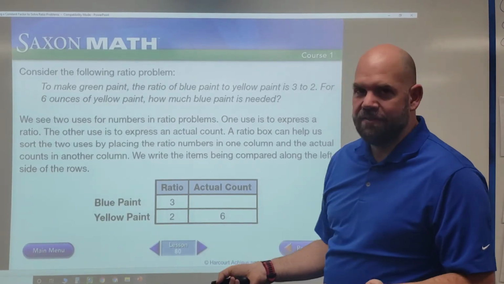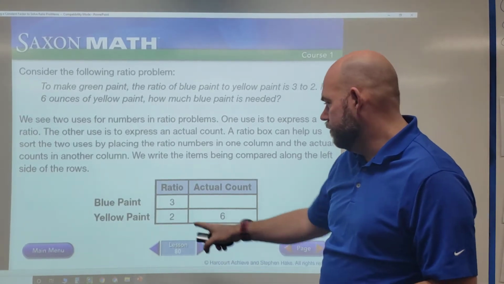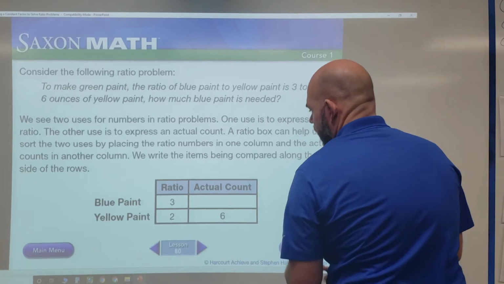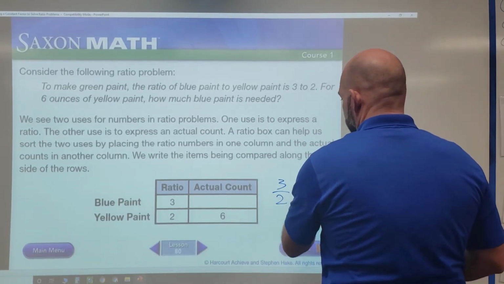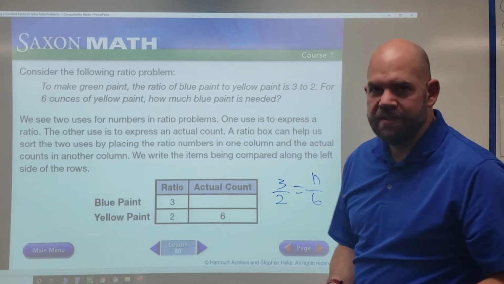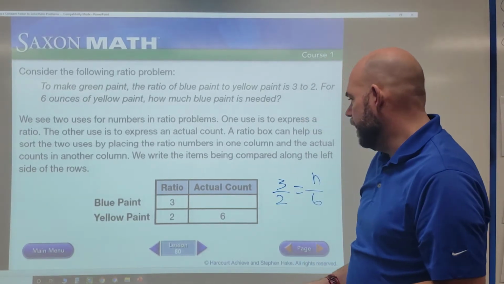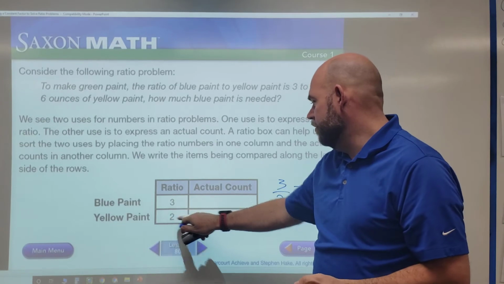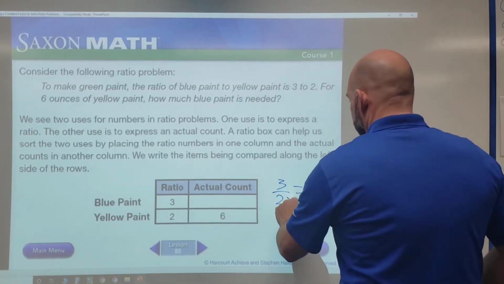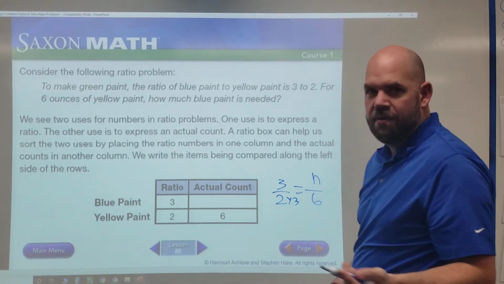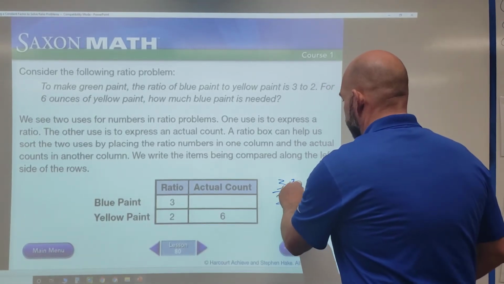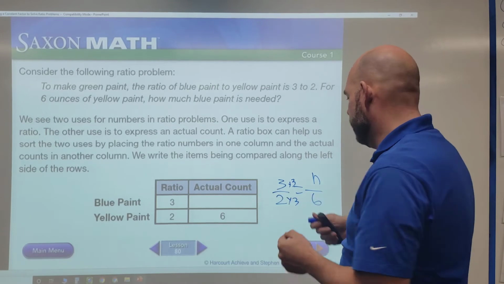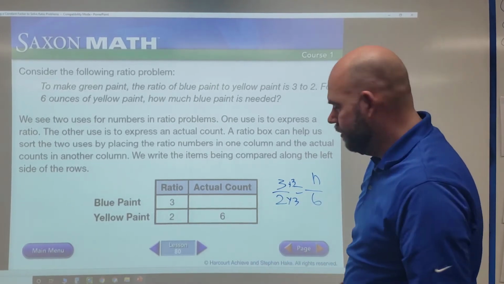You don't necessarily have to set it up in a box. Before, we just would set this up as something like 3/2 equals number over 6, right? It's the same thing. We're just solving for that. So we have to think, how many times does 2 go into 6? 2 times 3 equals 6. And for it to be a constant ratio, we have to have the same thing on top. So we're going to do our 3 times 3, and 3 times 3 equals 9. So we know it's going to be 9 ounces of blue paint.